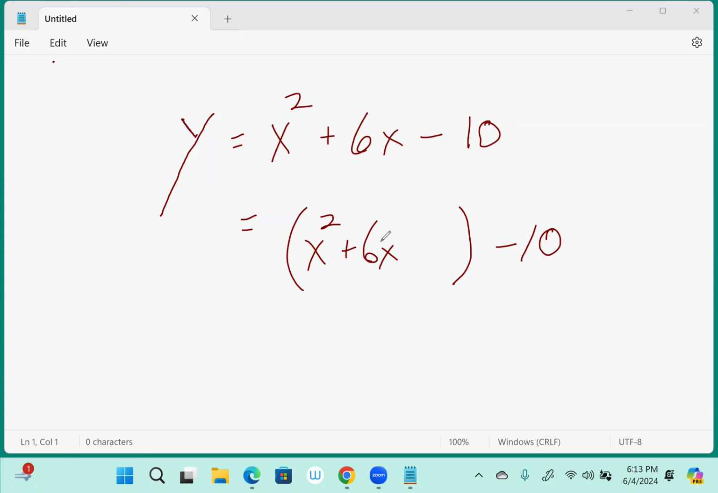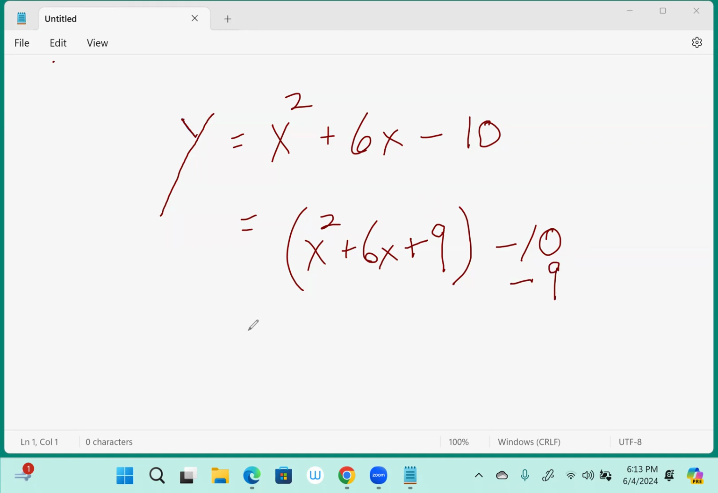Okay, so let me do this first one. I'm going to take half of 6, and then I'm going to square it. So half of 6 is 3, squared is 9, and I'm going to write plus 9. Now I've changed the form, now I've changed the line. So to balance it, I subtract 9 from the same side of the equation.